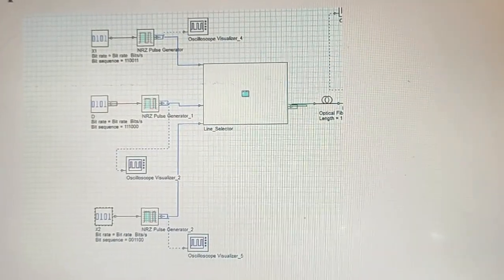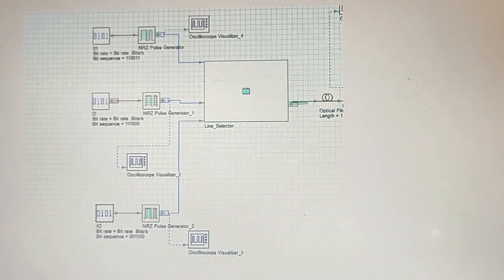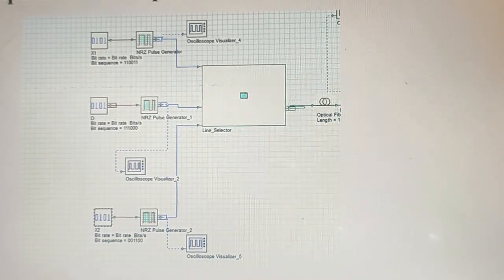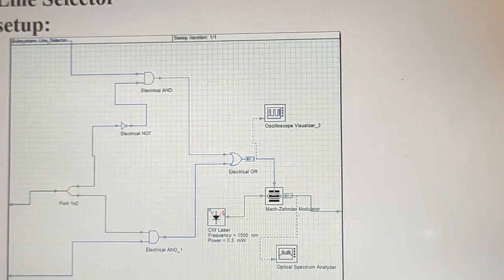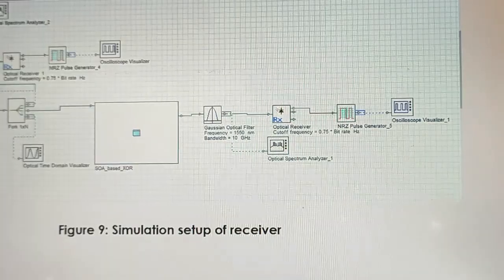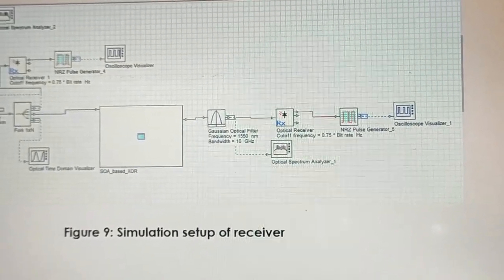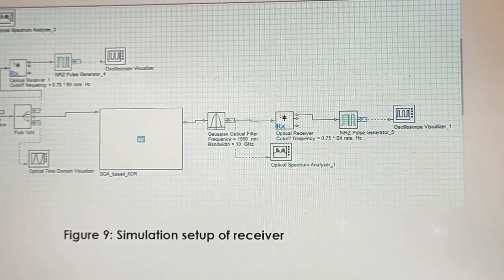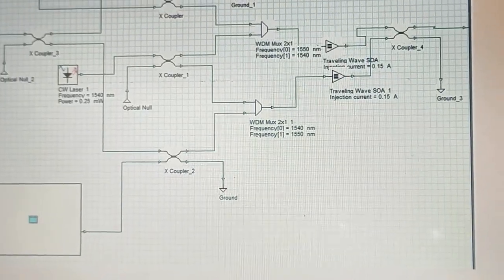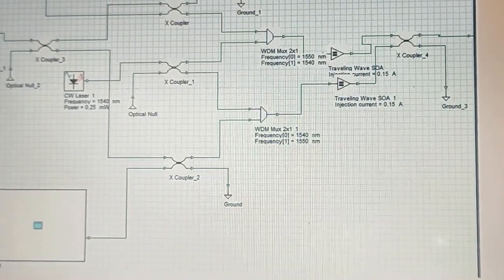001011. So this is the experimental setup, which consists of x1, x2 as codes and d as data, which is passed through line selector. And inside the line selector, we designed using electrical gates. And this is the receiver side of the line selector, which consists of SOA based XOR for retrieving the data. So it is an experimental setup of the SOA based XOR.